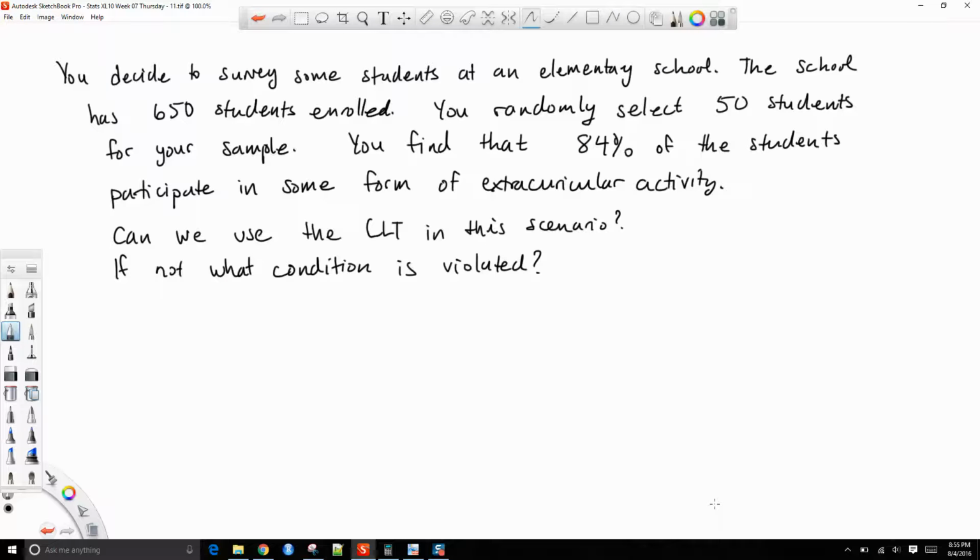All right, let's take a look. Okay, so can we use the central limit theorem in this scenario? What do you think? Yes or no? No. And the answer here is no. Okay. And it says, if not, which condition is violated? So let's go through each of the conditions. We have the random and independent condition.